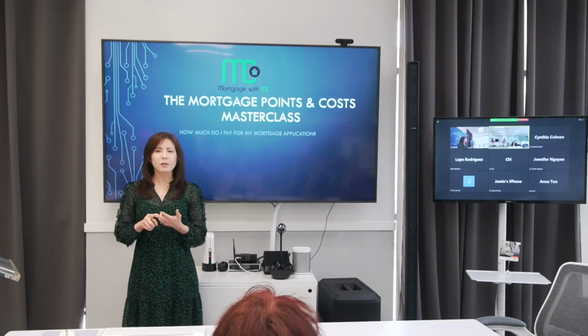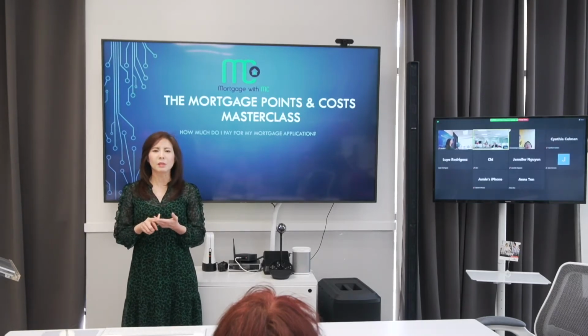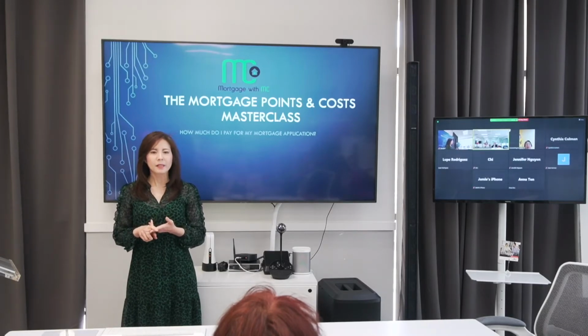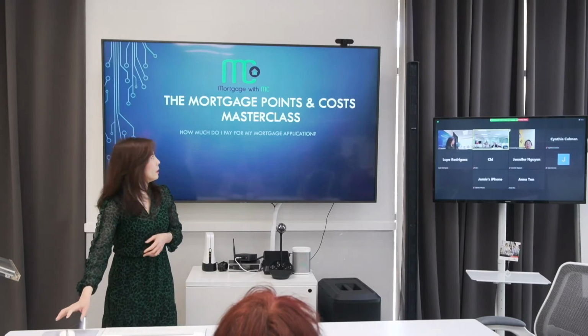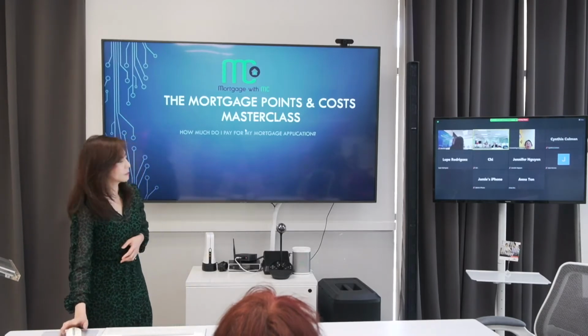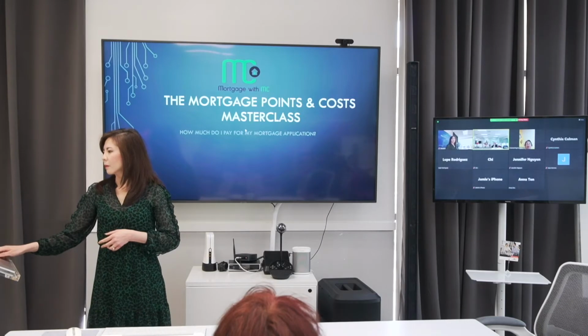People who purchase a house and get a loan see the settlement statement before they sign the final loan document. For people who do a refinance, they will see the settlement statement before they sign the final loan document as well. Okay?